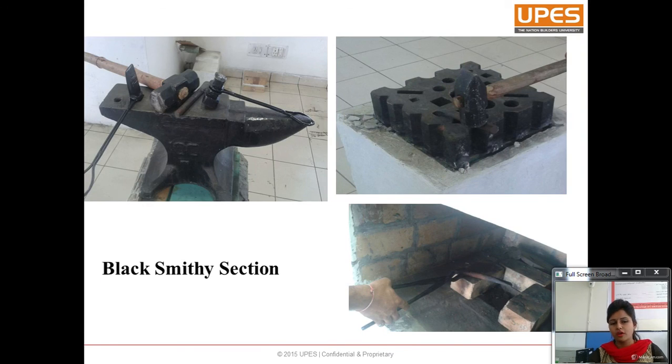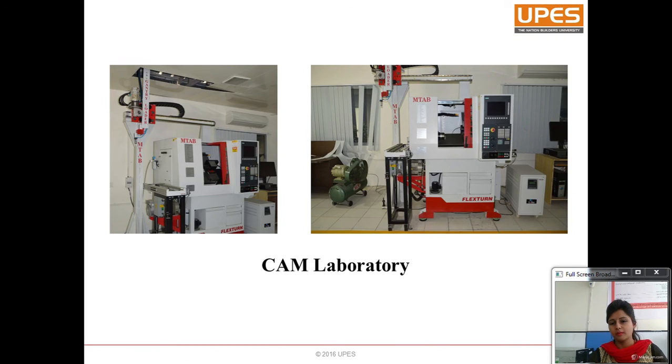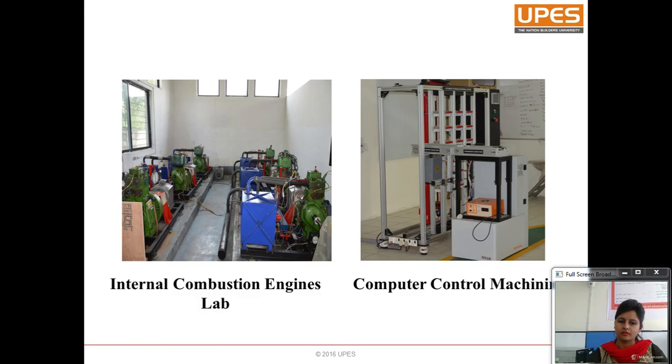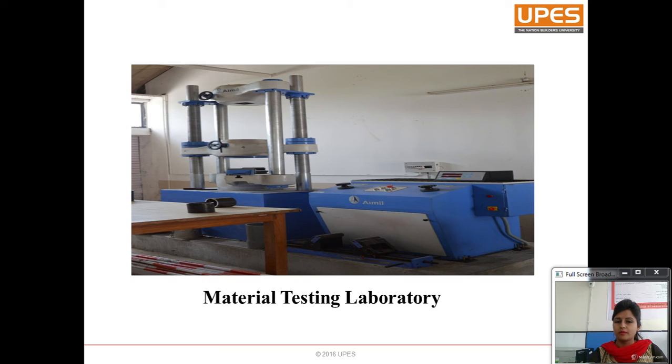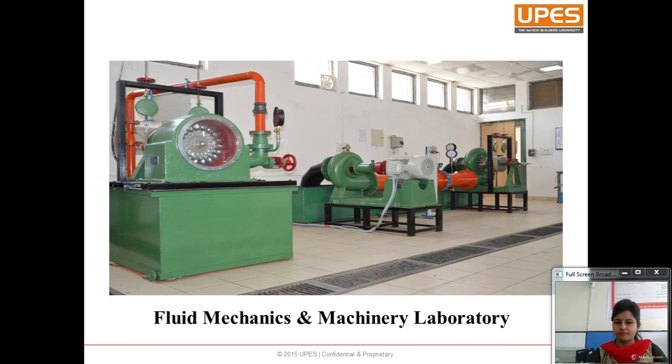Then we have the foundry shop, and the blacksmithy section in which the students will gain basic knowledge about smithy procedure. We have a CAM laboratory where computer aided manufacturing processes will be delivered to the students, how these processes happen. Then we have the IC engine lab in which emission testing is done. We have a computer controlled machining lab. We have a material testing lab in which the behavior of a particular material is tested. Mechanical properties and other properties are tested here.